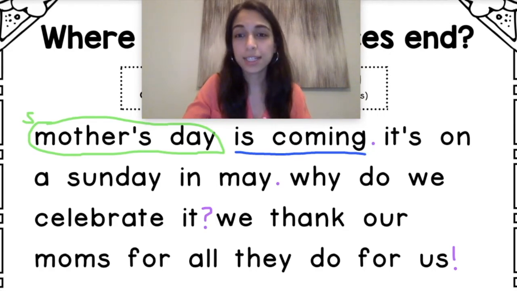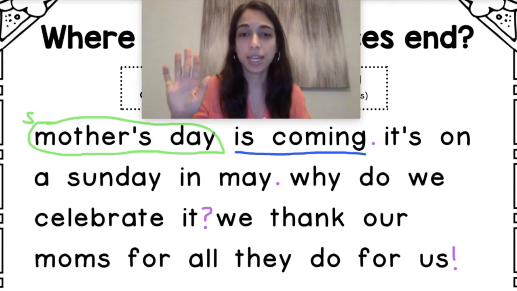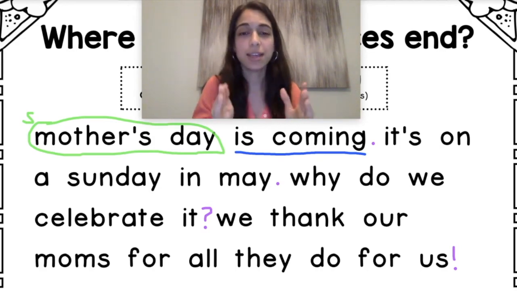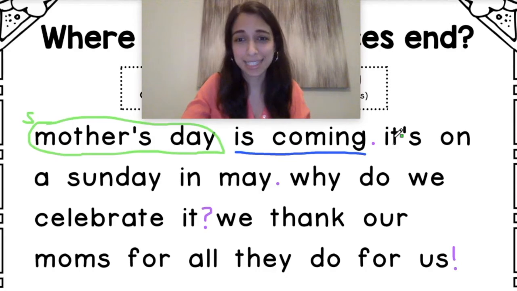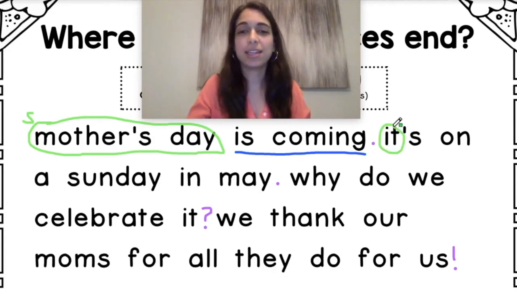All right, the next sentence is "It's on a Sunday in May." Now this one's a little tricky because it starts with a contraction. It starts with "it's," which is "it" and "is" put together to make "it's." So the subject is just "it." And the predicate would actually be "is on a Sunday in May."